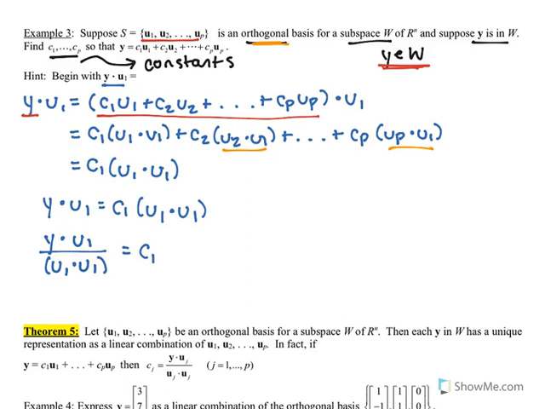And if we continue doing this, we could do this over and over again. We could be lazy and say etc., or c2 through cp. All of them will have the same formula. And that's what Theorem 5 is getting at: all the constants will have the same formula. And if you think way back to multivariable calculus, this looks like the component. It's very close. The only difference is a little bit about the denominator.